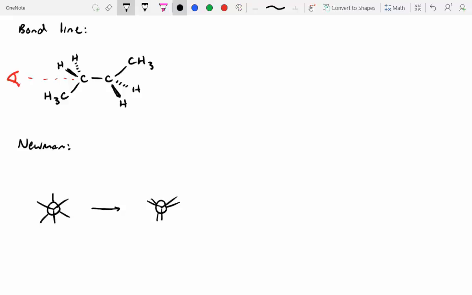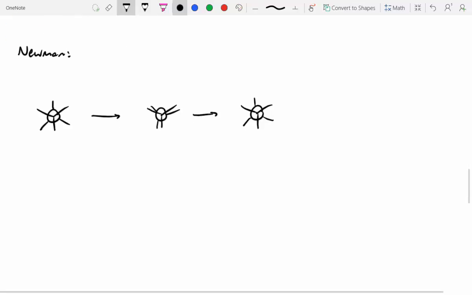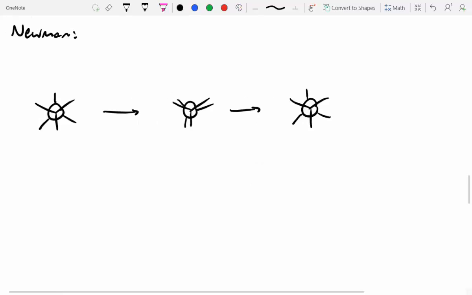Do you always draw the back one that's spinning? You can pick either carbon to spin. Yeah, that's a good question. You can spin the front one or back one. I'm just going to draw in our backbones here. And you guys are welcome to use model kits too.